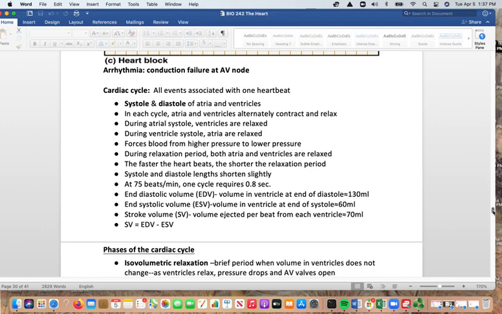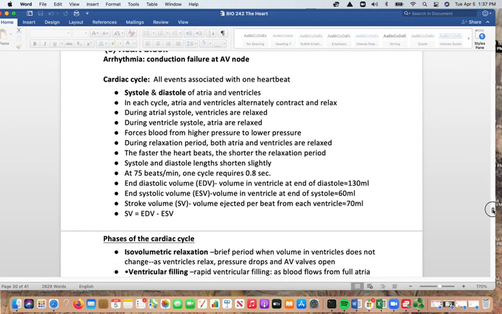This is going to force the blood to go from higher pressure to lower pressure. So it will go from the atria to the ventricles and then out to the body and the lungs. So during the relaxation period, both the atria and the ventricles are relaxed. So the faster the heart beats, the shorter the relaxation period. Systole and diastole lengths will also shorten slightly. So at 75 beats per minute, one cycle is going to require 0.8 seconds.